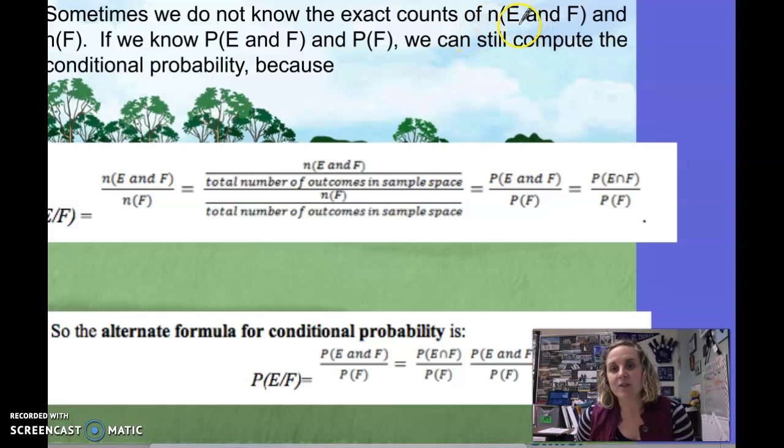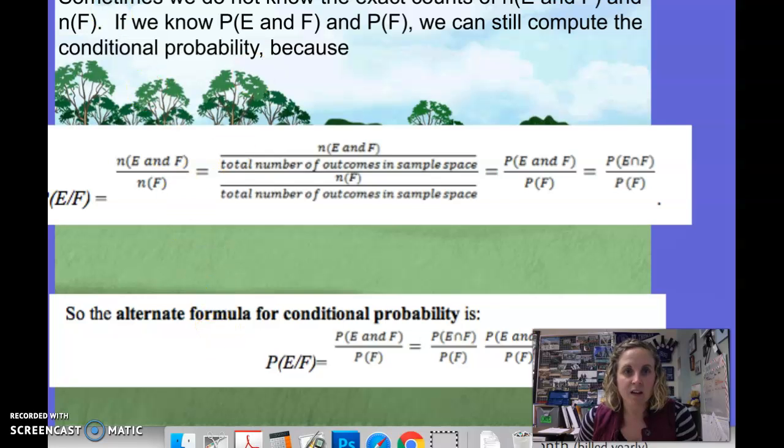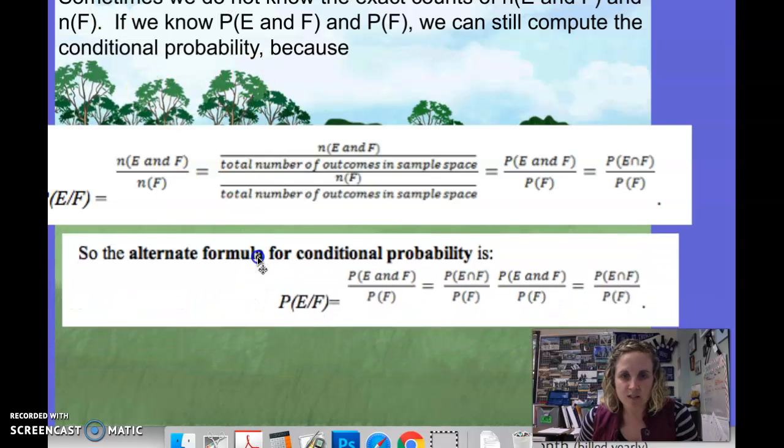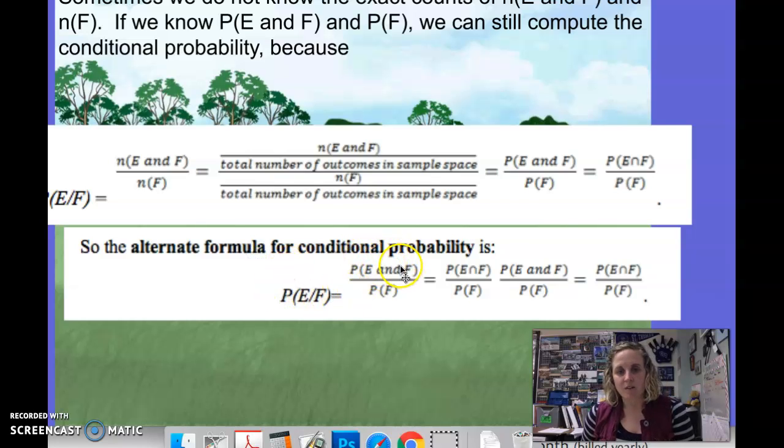Sometimes we don't know the exact values of the intersection, and we can still compute conditional probabilities even though. So we have E and F out of the total number divided by F out of the total number. So that can reduce down to this. The alternative formula is kind of behind my face, so let's move that up just a tiny bit. We have probability of E and F divided by probability of F, which can simplify down to the intersection divided by F total. Kind of the same thing.